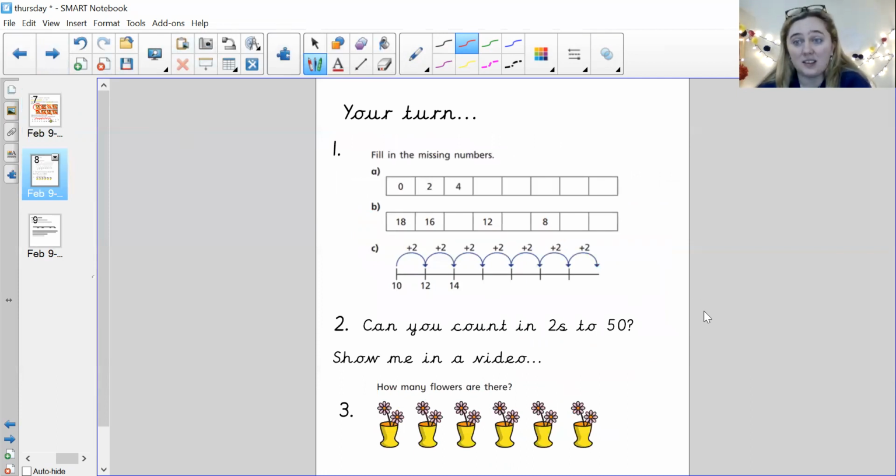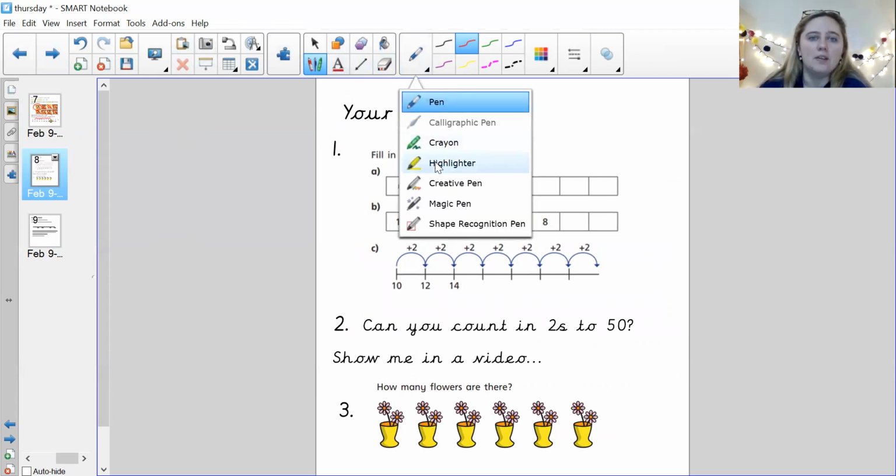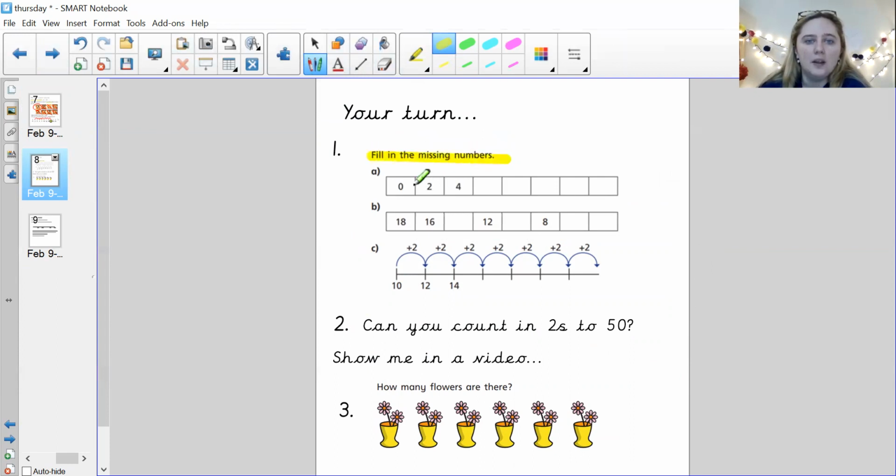Okay, now it is your turn. Okay, so there are 3 questions for you to answer. Write them down as neatly as you can. 3 questions for you to answer here, and then come back if you would like to do your challenge. The first question is fill in the missing numbers. So you need to write out the number tracks and fill in the missing boxes, all of these boxes and these here. Every single one that's empty.